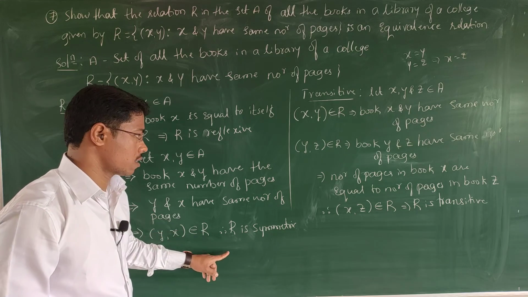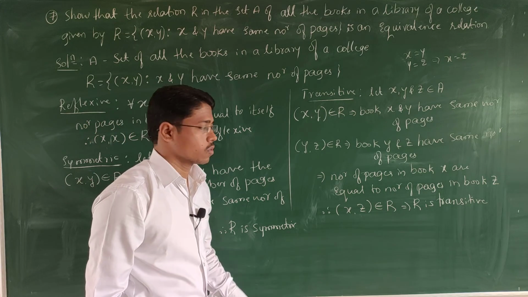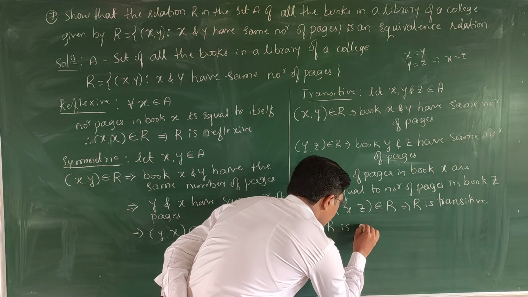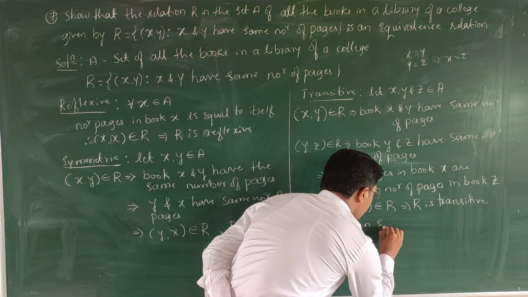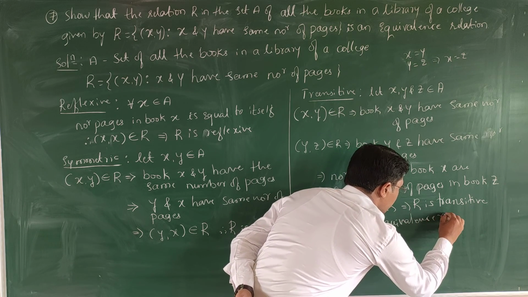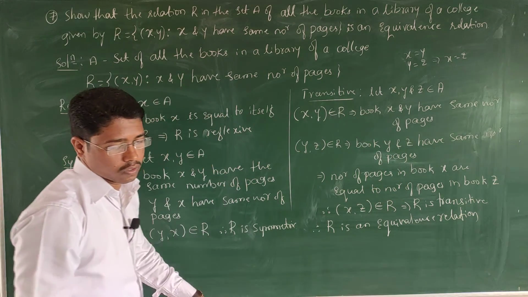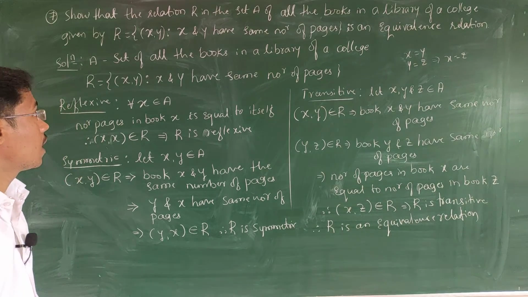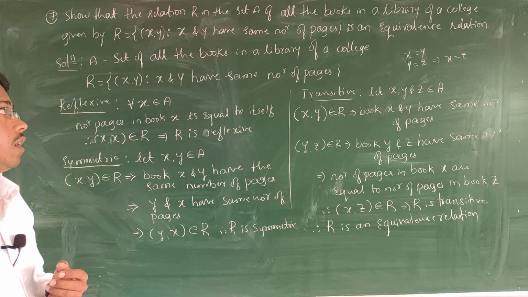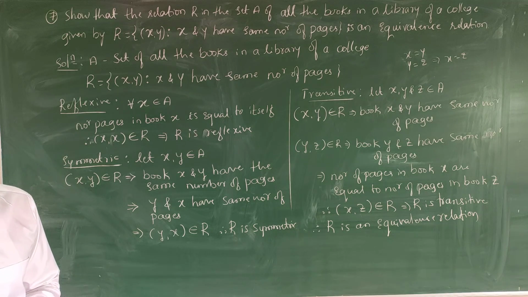So R is reflexive, R is transitive, R is symmetric. R is reflexive, symmetric and transitive. So since all three hold, therefore R is an equivalence relation. So we have shown that the relation R, that is X and Y have the same number of pages in a library of a college, is an equivalence relation.